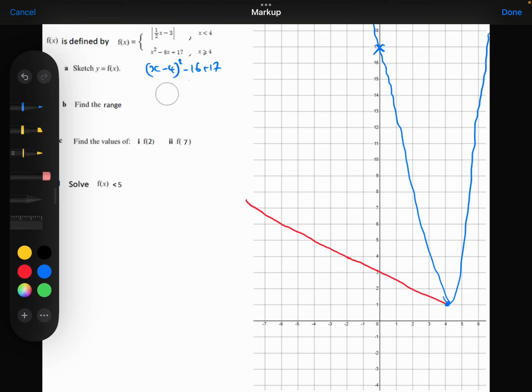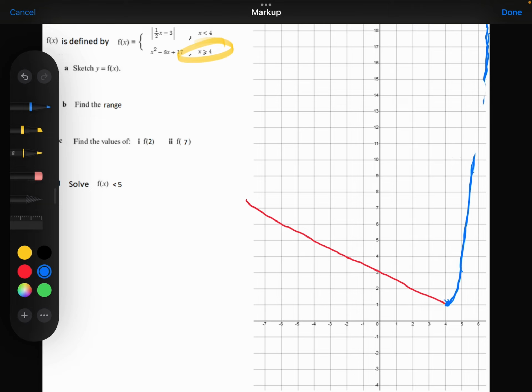But it is only defined for where x is greater than or equal to 4. So actually I don't want this bit of the graph down here where x is less than 4. I only want that bit there. Just tidying that up a little bit. Right, that's part A done.